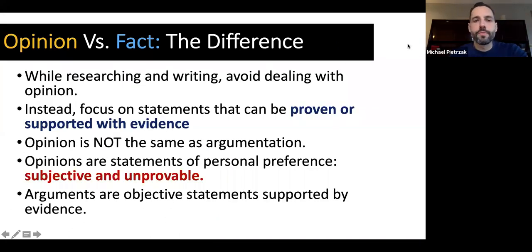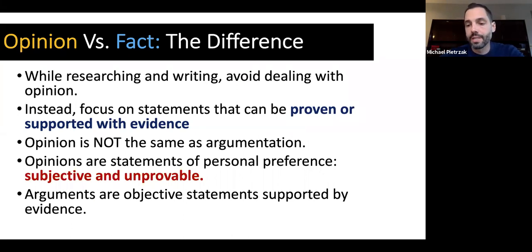Okay, opinion versus fact. Hopefully we all kind of have a general understanding of what that is, but let's recap. When you're researching and you're writing, by the way, we will be doing research for this upcoming research report, avoid dealing with opinion, right? "I think that..." No, let's avoid that stuff in a research report. Instead, focus on statements that can be proven or supported with evidence, right? And we'll get into some examples later.